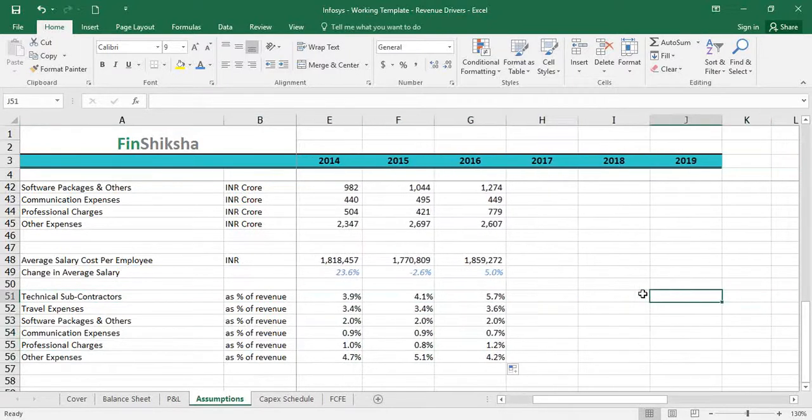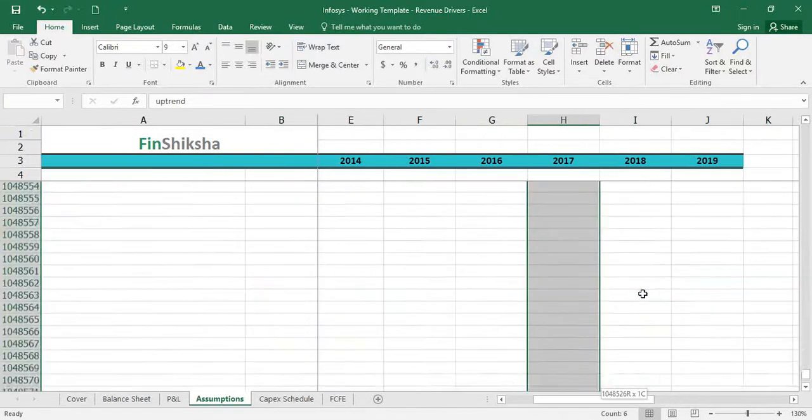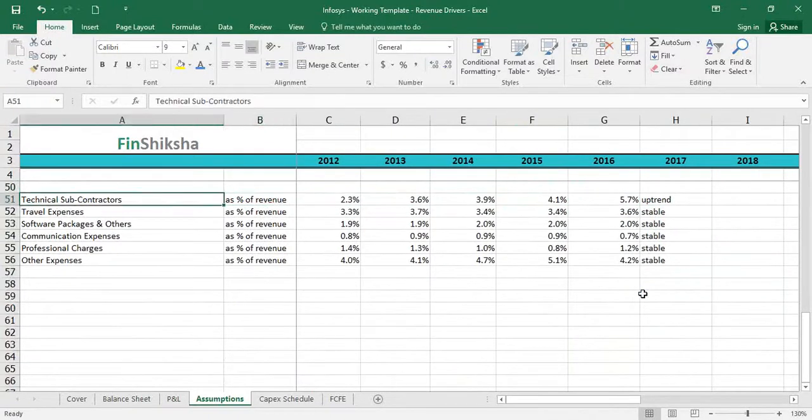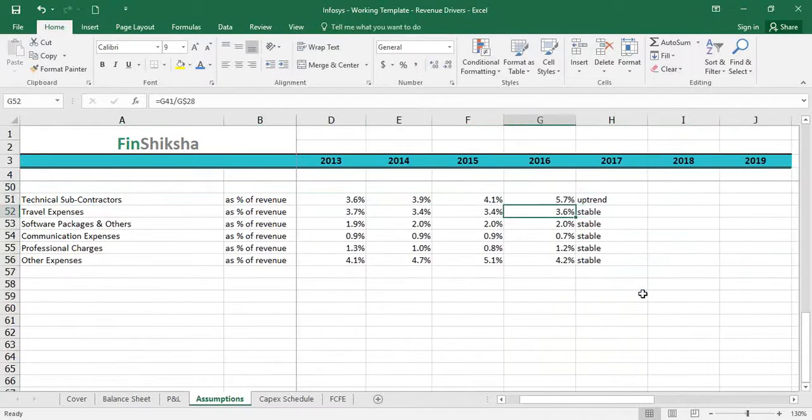So I can actually mention it here. It looks like an uptrend. Everything else is stable. Correct? I'm just mentioning this for our understanding. This does not need to be here, but one of them is an uptrend, which probably means that they are using more of technical subcontractors as it goes along. But the rest of it is primarily kind of fixed as a percentage of sales, right? It's all stable as a percentage of sales.